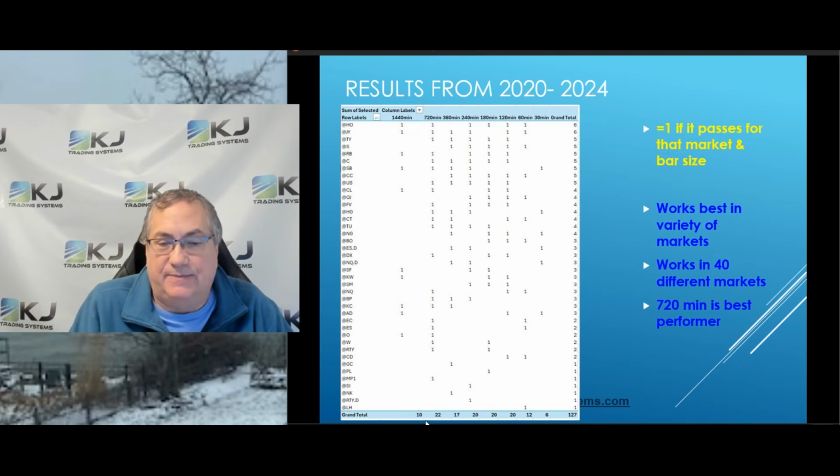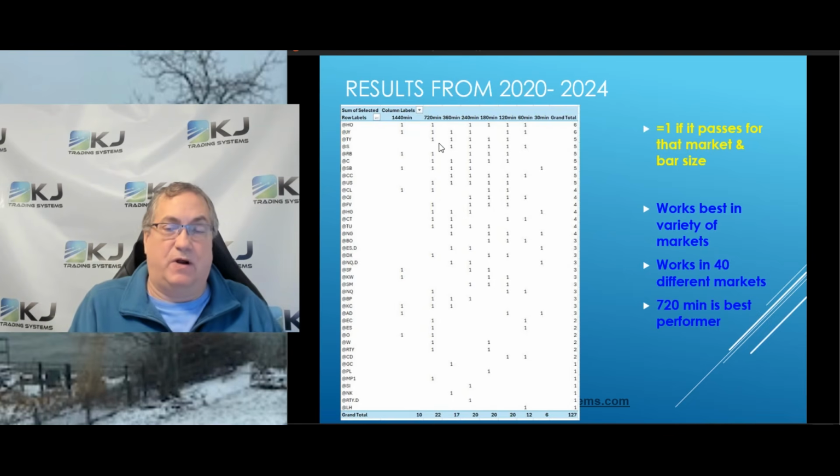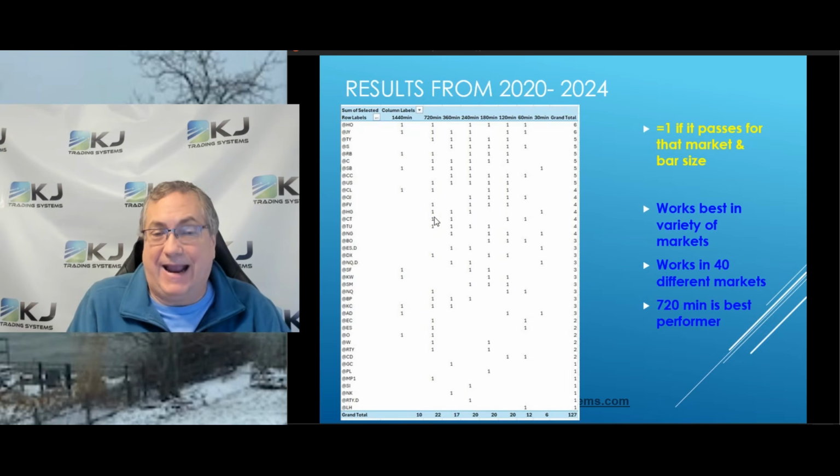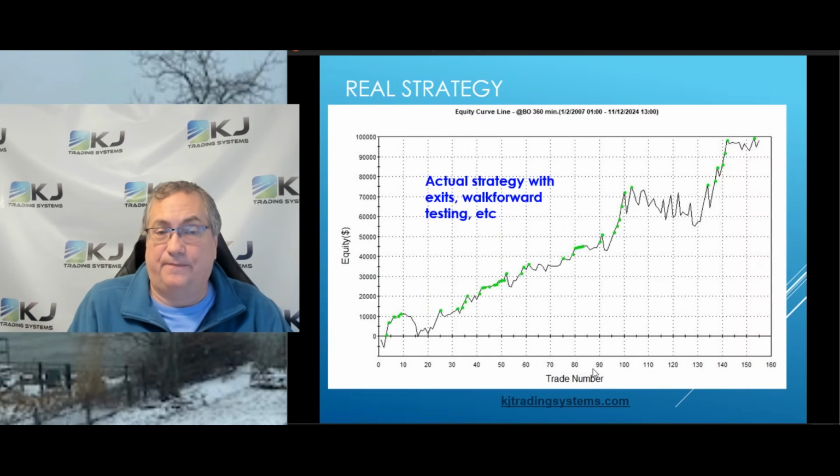And it seems to work the best with 720 minute. Different entries will work with different bar sizes. That's pretty typical. And different entries will work with different markets. So some markets here, it only works one particular time frame, and it won't work any other bar size. That's kind of how it goes. But you can see it's a wide range of different markets, different bar sizes where this does work.